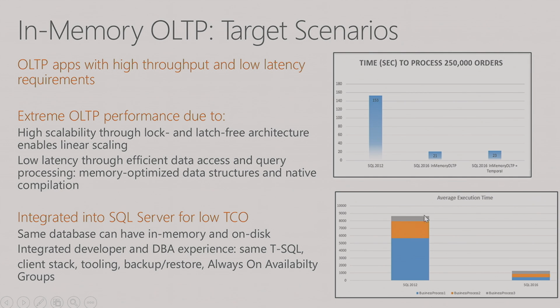Then you have average execution times. As you can see, those also dramatically dropped. Those are three different, distinct business processes, the blue, orange, and gray. All of those significantly dropped. It's not only that they dropped, it's that the variance under peak load was very predictable. There wasn't much variance under low load or peak load. As you know, with on-disk tables, as you ramp up your workload, you often hit bottlenecks.